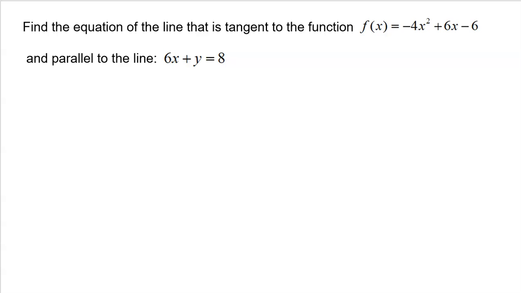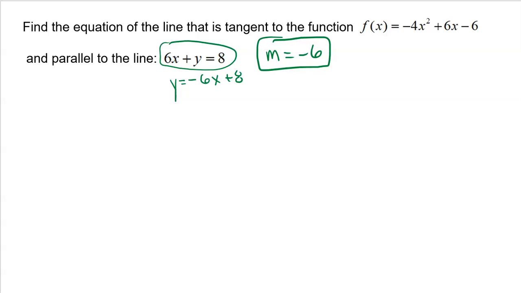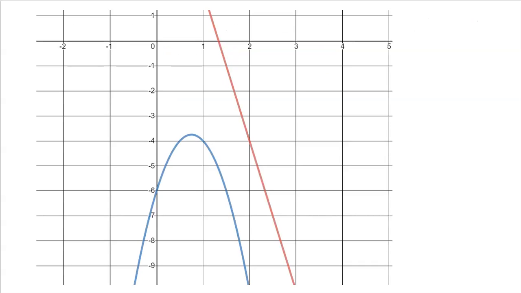So all I got to do is find the slope of this line, and the best way to do that is to put it into slope-intercept form, where the y is by itself. So all I got to do to get the y by itself is subtract the 6x over. And if you have learned anything in algebra, you immediately know that the slope is negative 6. So I already know my slope. So if I go back, the red line has a slope of negative 6.